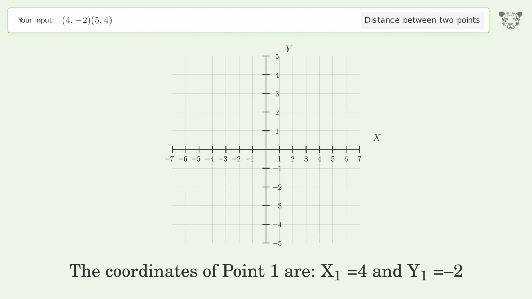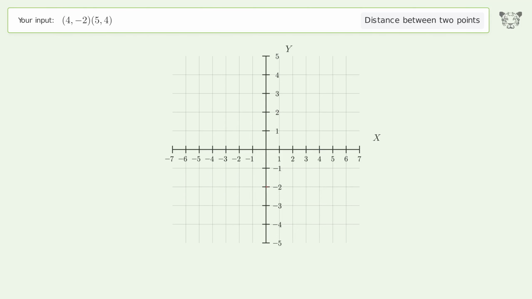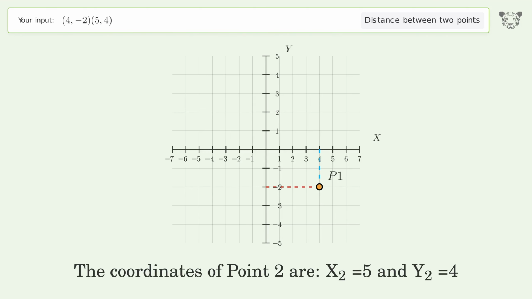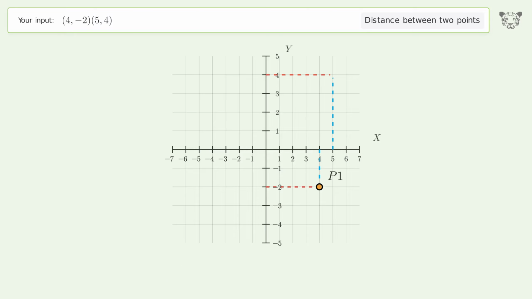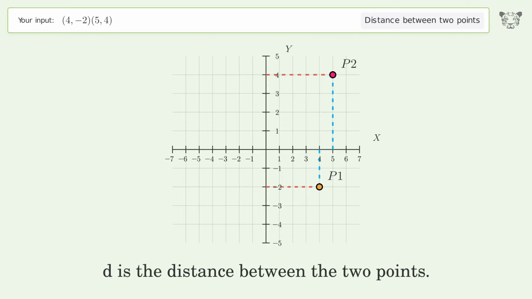The coordinates of point 1 are x1 equals 4 and y1 equals -2. The coordinates of point 2 are x2 equals 5 and y2 equals 4. D is the distance between the 2 points.